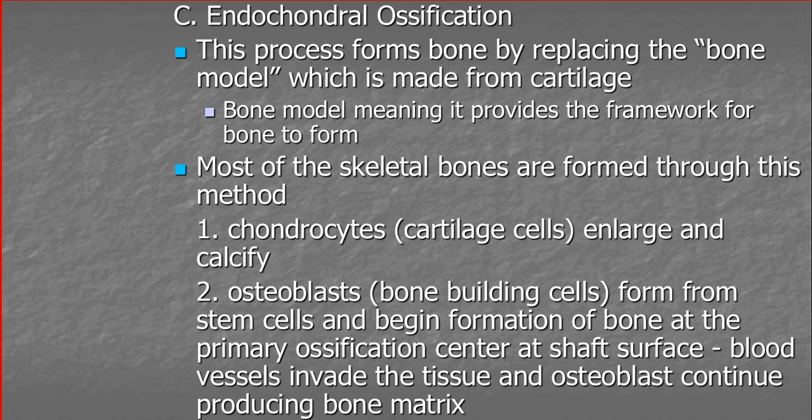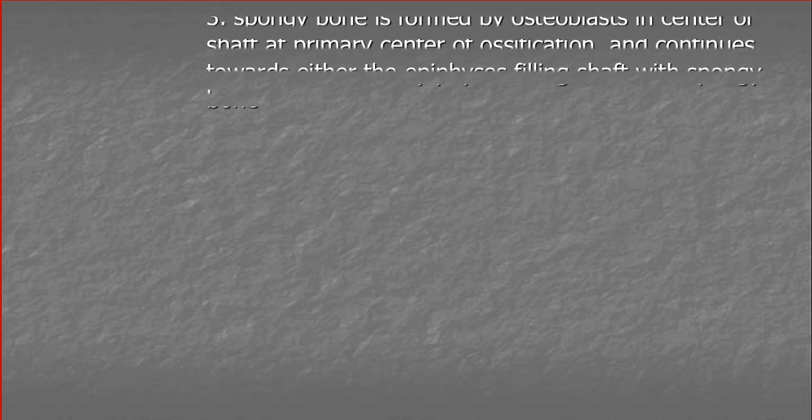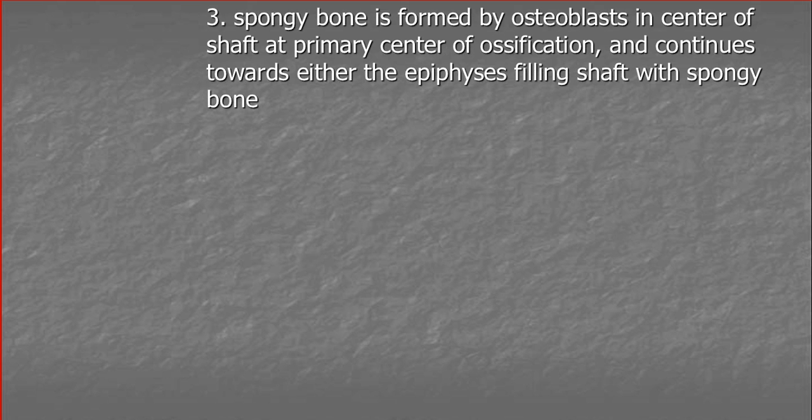We'll get into that in just a little bit, but you have this slow changing of the cartilage into bone through osteoblasts. Spongy bone is one of the first things that is formed, and it's formed in the very center of the shaft, which ends up becoming called the primary ossification center. So bone growth actually occurs from the middle out.